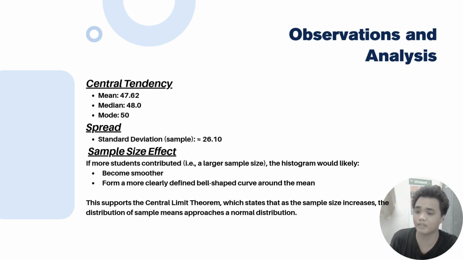Sample size effect. This section explains the relationship between sample size and shape of the distribution. It states that if more students contributed data, the histogram would likely become smoother, or a more clearly defined bell-shaped curve around the mean. This supports the central limit theorem, which states that as the sample size increases, the distribution of the sample means approaches a normal distribution.